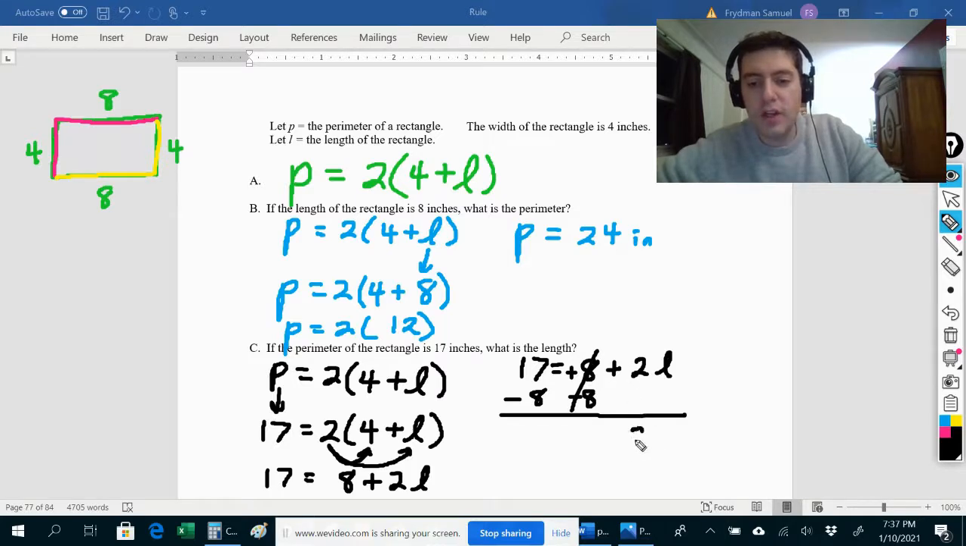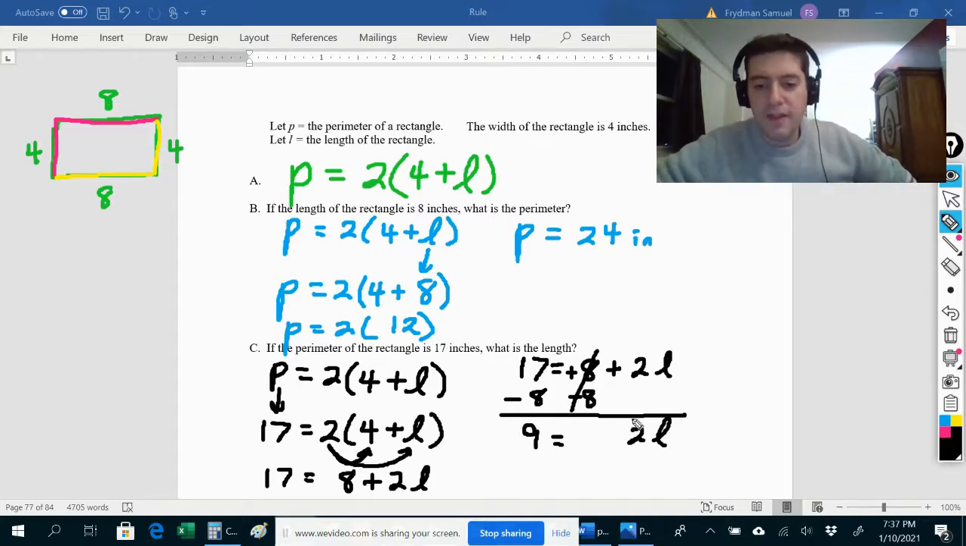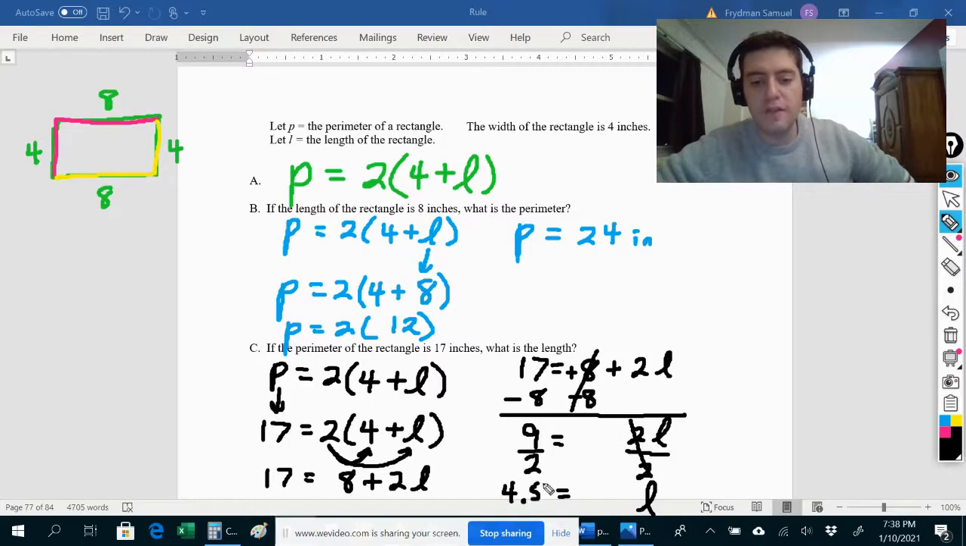And over here, we would get 2L. I don't have to copy this plus sign. If it were a minus sign, that would be important. I would have to copy it. But I don't have to copy that one. 17 minus 8 is 9. Okay? And then the last thing that I need to do, since this is really 2 times L, that's multiplication. The inverse of multiplication is division. So we're going to have to divide both sides by 2. And we would get L equals 9 divided by 2 is 4.5, so 4.5.